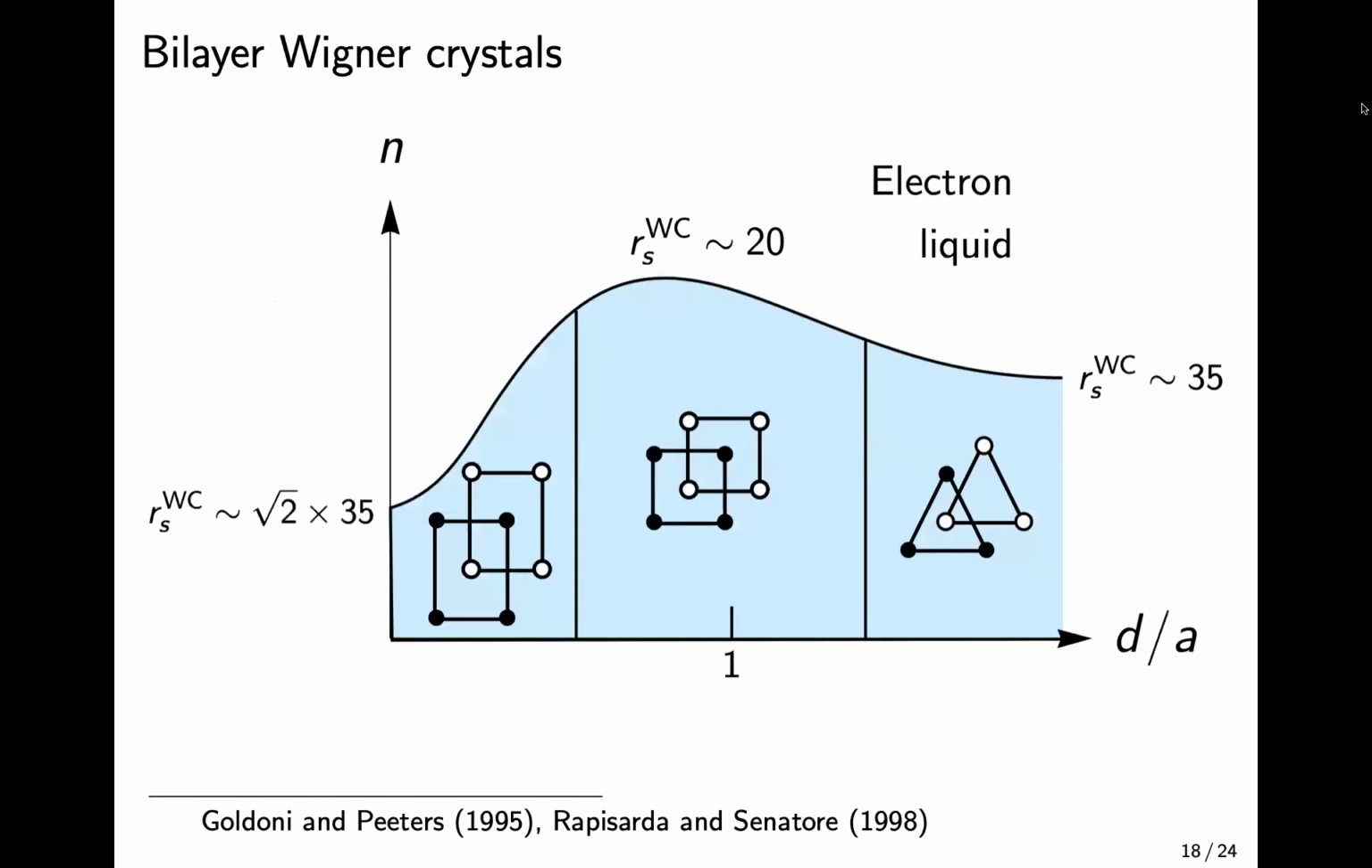So let me briefly now tell you something about these bilayer electronic Wigner crystals. So now, in addition to the density, that was the original axis we had in a single layer, we have a new axis, which is the interlayer separation.